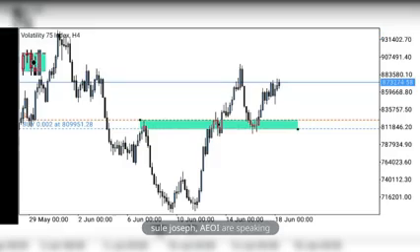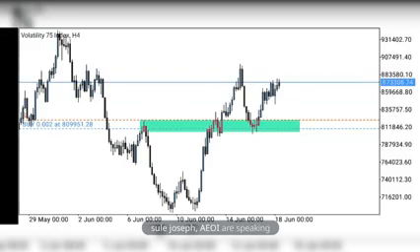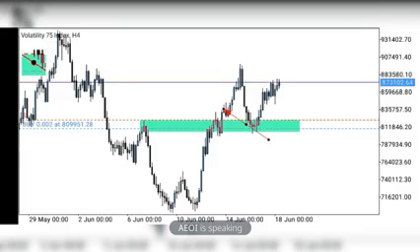This is a breaker block, right? Are you following me? The H4 breaker block has been broken. The H4 breaker block was broken upward. Is that clear? Yes, sir.